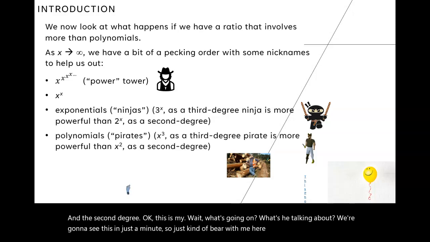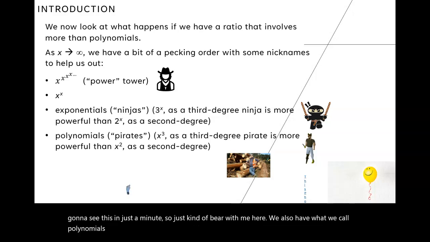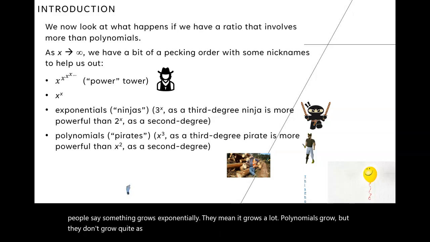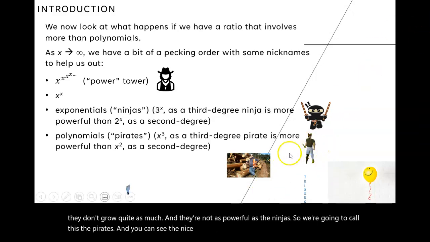We also have what we call polynomials, all right? They're not quite as powerful as exponentials. That's why a lot of times people say something grows exponentially. They mean it grows a lot. Polynomials grow, but they don't grow quite as much. And they're not as powerful as the ninjas. So we're going to call those the pirates. And you can see the nice little pirate over here.